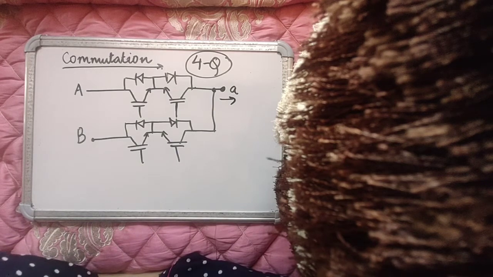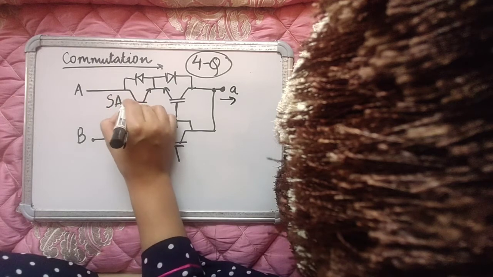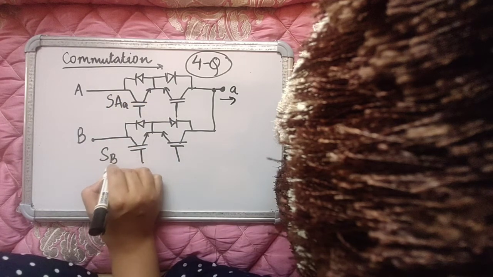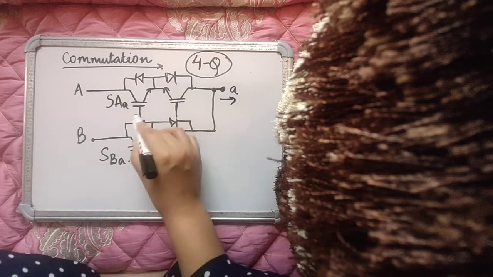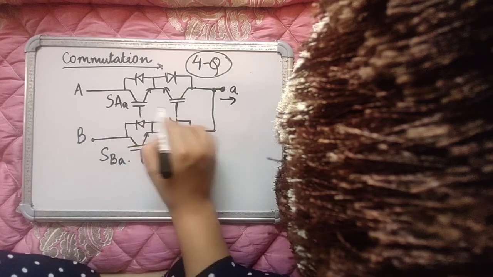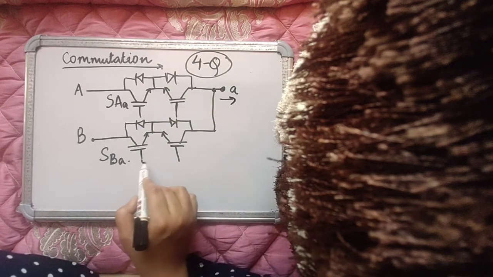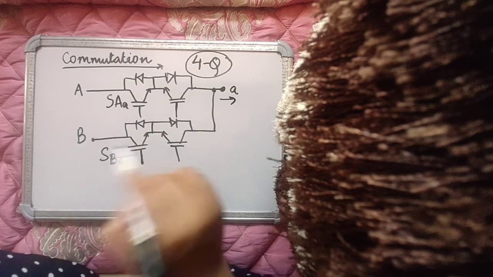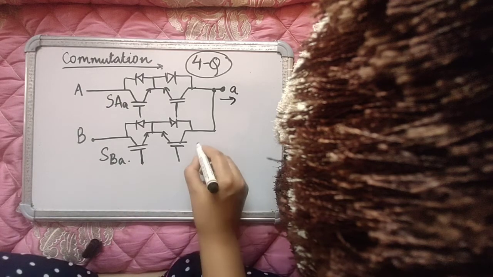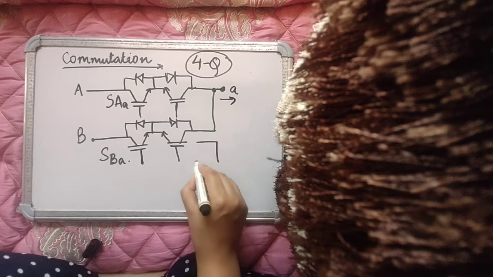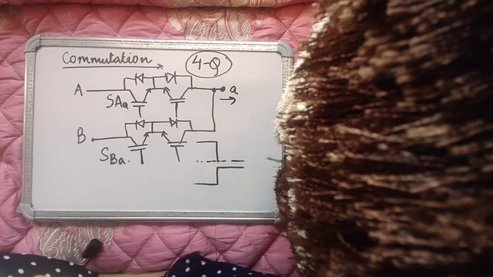Now, suppose let's call this switch S. Of course, it's SAA, and this is SBA. And we assume that their gates are tied. That means the same switching pulse is given to both the IGBTs of the common switch cell, and the same pulse is given to both the devices of SBA. Let's assume that SAA goes off and immediately SBA goes on, right?